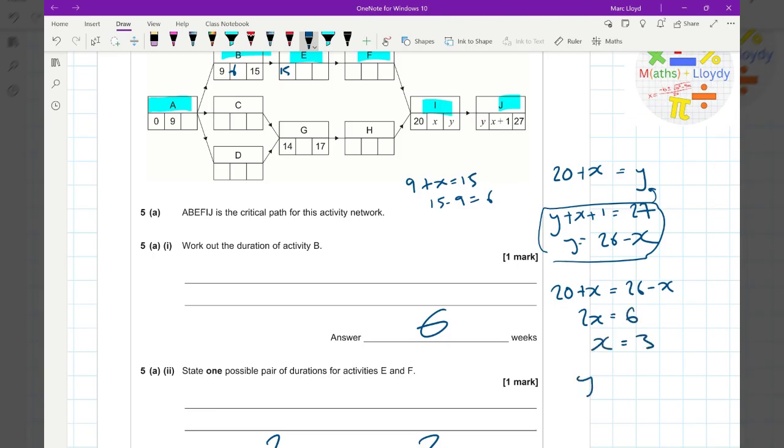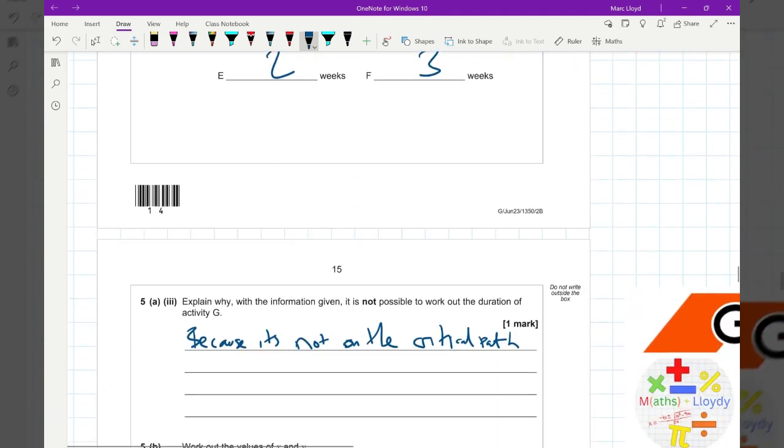And then we substitute back into this bit. So Y will equal 23. X is 3, Y is 23. That makes sense. 3 is a sensible guess for a duration, and Y being the late time or the early time, that makes sense as well within that area of the diagram.